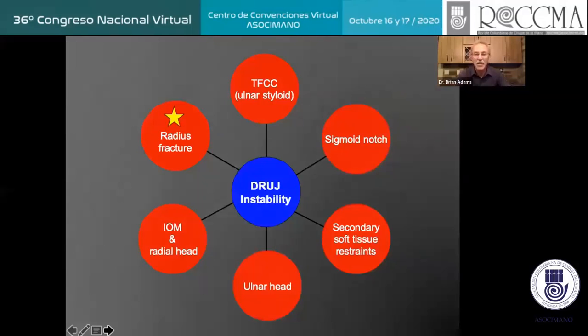But not only is the distal radius the problem, as we've heard in previous talks, the ulnar styloid and TFCC can be disrupted, the sigmoid notch may be disrupted, and the secondary soft tissue constraints such as the ECU subsheath, the capsule of the distal radial ulnar joint, perhaps the pronator quadratus. We also know the ulnar head is important. Fractures of the ulnar head can be involved. And then finally, the interosseous membrane, including the radial head with longitudinal disruption of the DRUJ, can occur. So all of these areas are important, and if you do not recognize that and only isolate one particular area, then many times you will not solve the patient's problems.